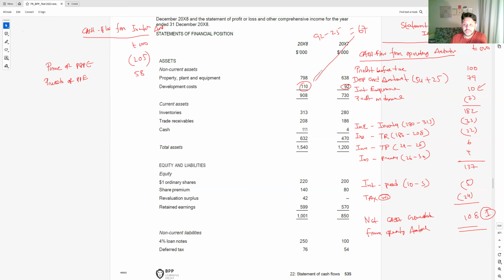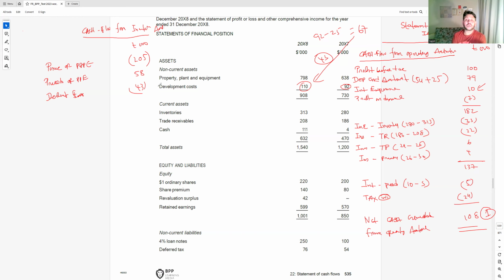So the difference between these two is quite simple, the way we did PPE. So development expenditure 43. 43 we paid, so outflow. And that's all for our investing activities. And we don't have any dividend.